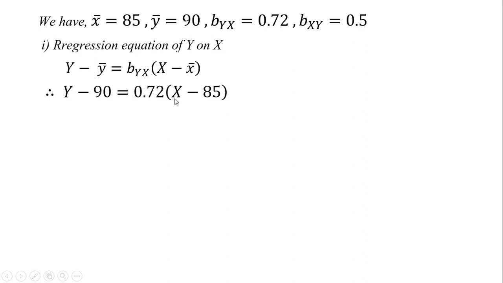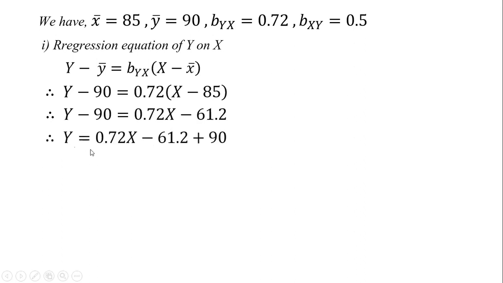Here we multiply inside and we get y minus 90 is equal to 0.72x minus the product of these two, 0.72 into 85. We get this equation, y minus 90 is equal to 0.72x minus 61.2. Now we transfer minus 90 to this side. We get y is equal to 0.72x minus 61.2 plus 90. So we get this equation, y is equal to 0.72x plus 28.8. So this equation is the regression equation of y on x.